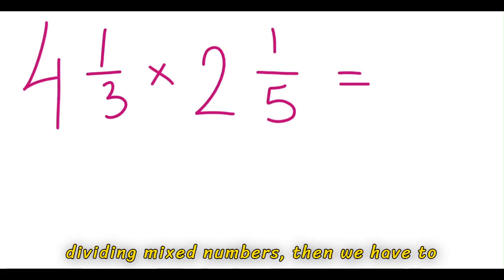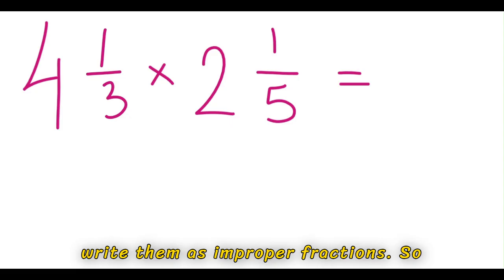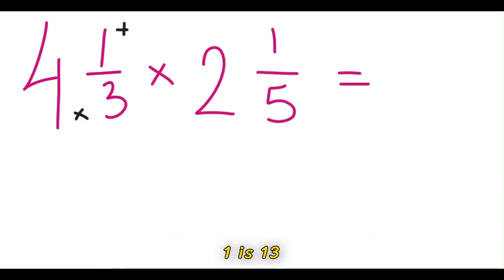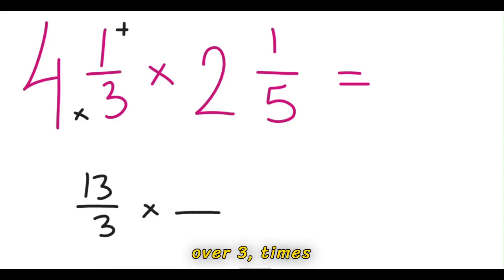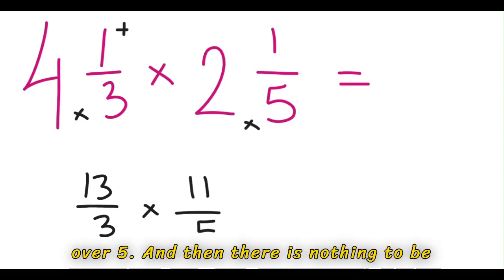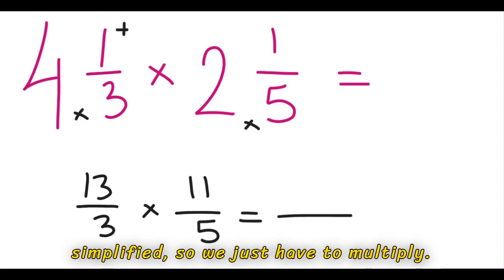When it comes to multiplying or dividing mixed numbers, then we have to write them as improper fractions. So remember, 4 times 3 is 12 plus 1 is 13 over 3, times 2 times 5 is 10 plus 1, 11 over 5. And then there is nothing to be simplified, so we just have to multiply.